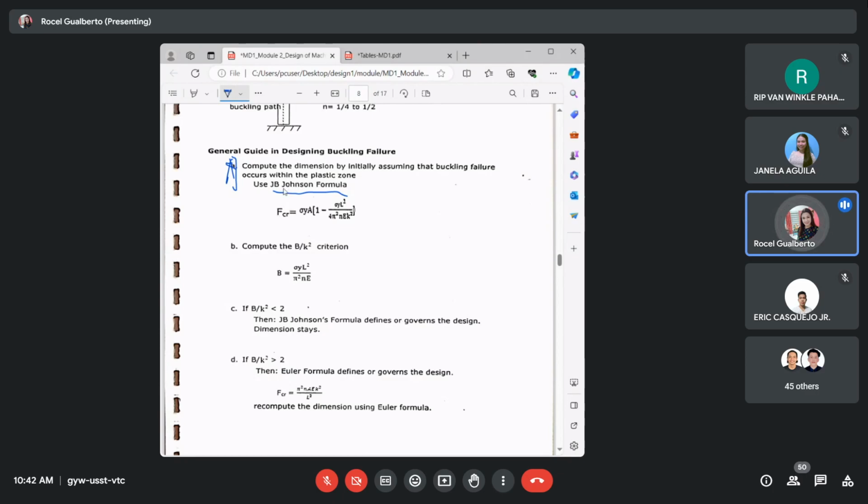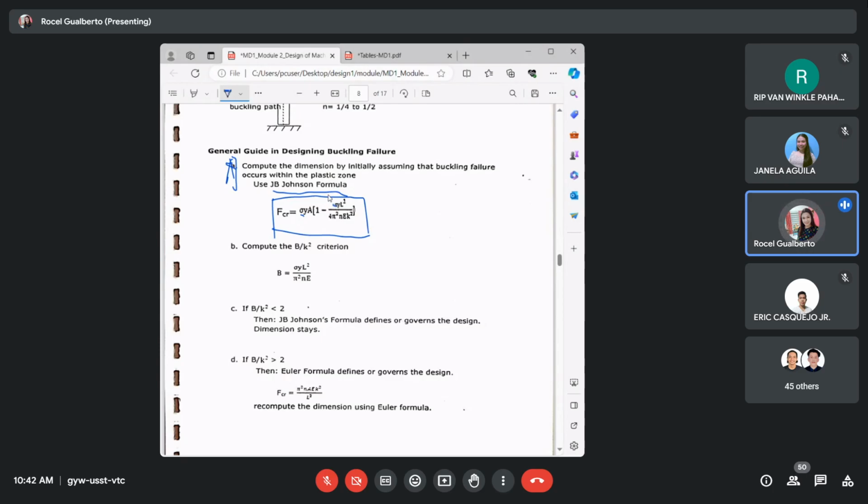So, for the J.B. Johnson formula, you have here the equation. FCR equal to sigma y times A quantity 1 minus sigma y L squared over 4 pi squared N E K squared. So, let me go into details of this equation. So, let us have here sigma y.